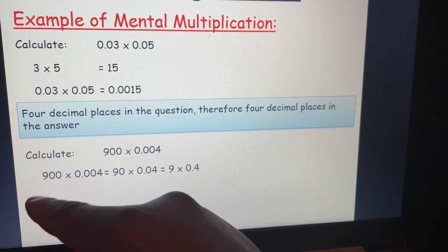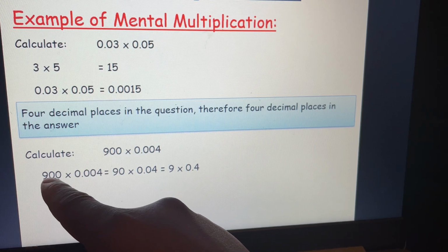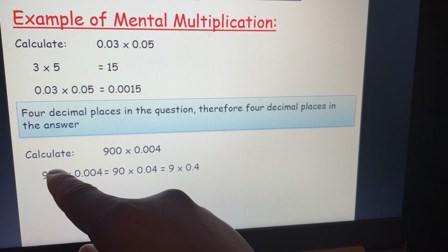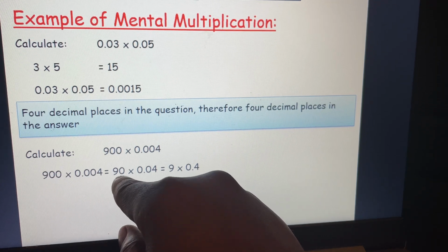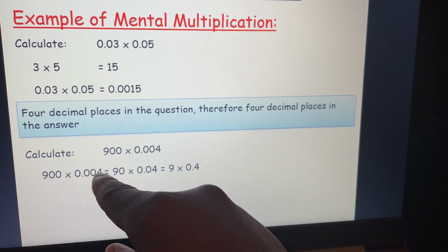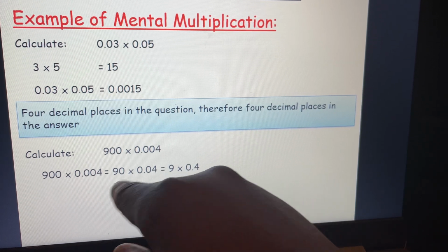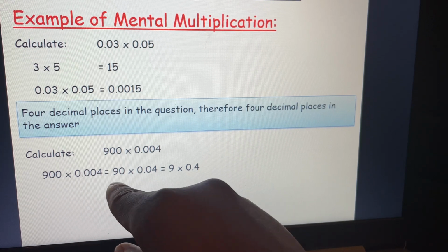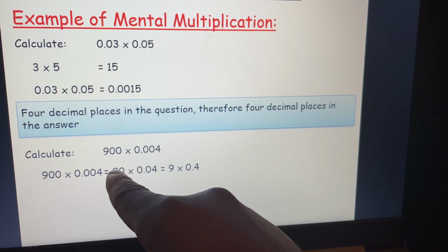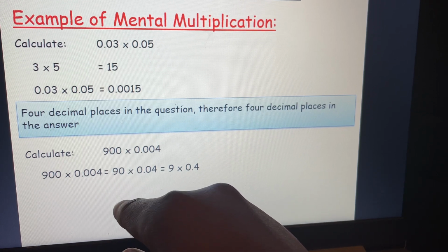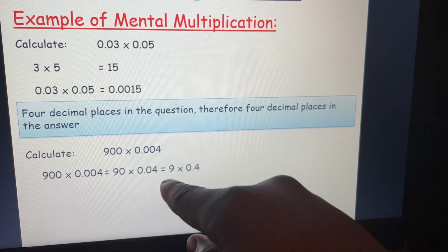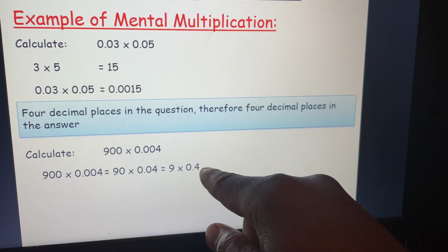So the easiest way I can explain this is to eliminate one 0 from each. If I eliminate this 0, it becomes 90. Eliminate one of these 0s, it's no longer 0.004 but becomes 0.04. So one 0 comes off here and one 0 comes off from this one. Now I want to get rid of this other 0. So I eliminate this 0 and do the same thing on the other side for the decimal. So it becomes 9 times 0.4.